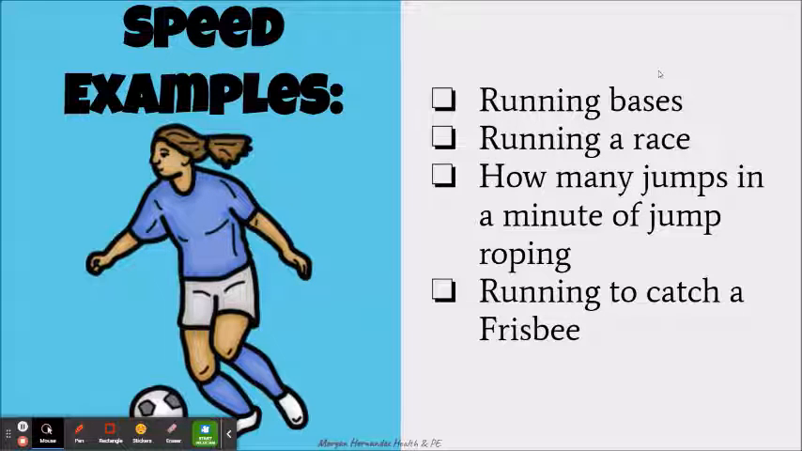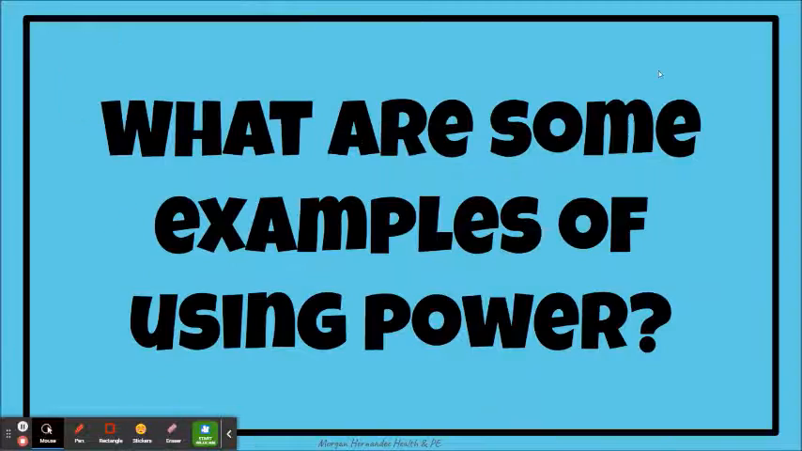How many jumps in a minute of jump roping? That also requires speed, right? Boxers like to jump rope to improve their speed. Running to catch a frisbee is also an example of using speed. These are just four examples, but you will learn many more examples of speed in upcoming lessons.